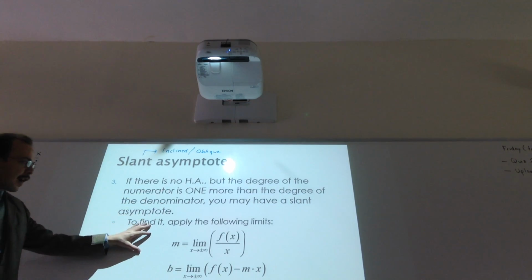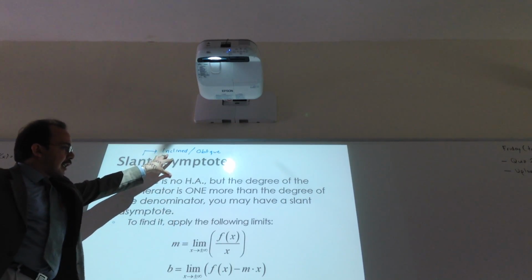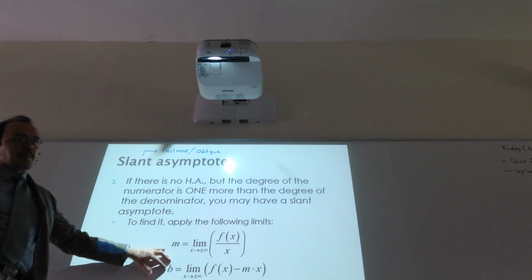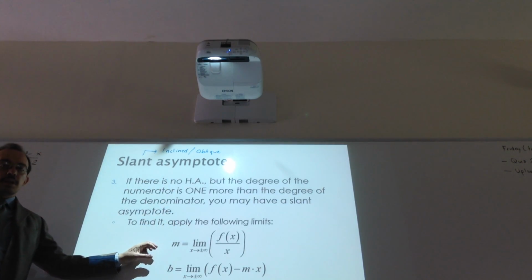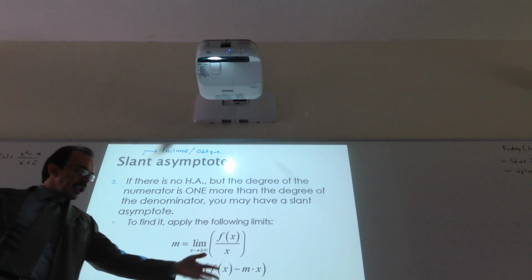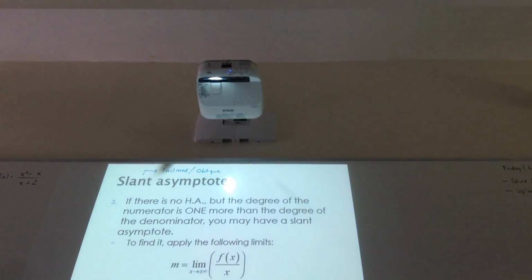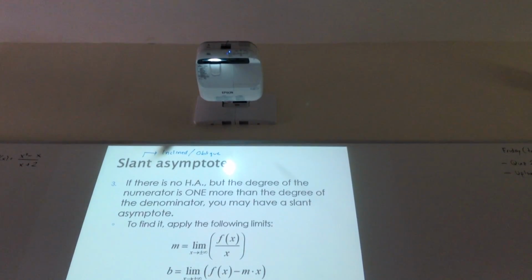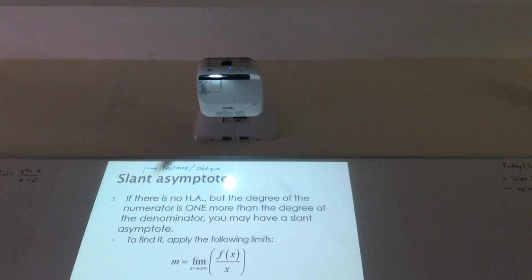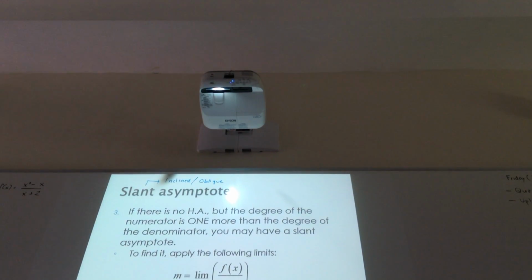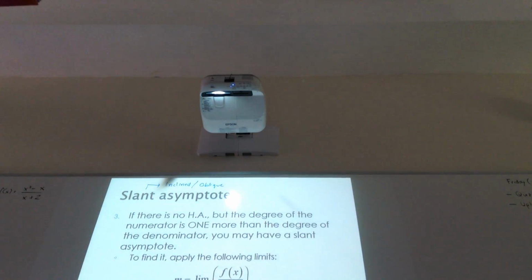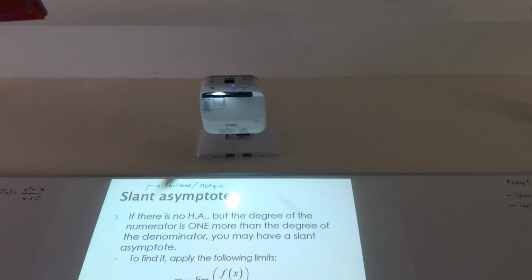Why? Because we need to find the slope of that inclined line and the y-intercept of that inclined line. So we need to use limits again to find it, and then use that to find the equation and graph it. Okay? We're going to do an example and see what I mean. Perhaps, it's also a condition, but we'll see that.